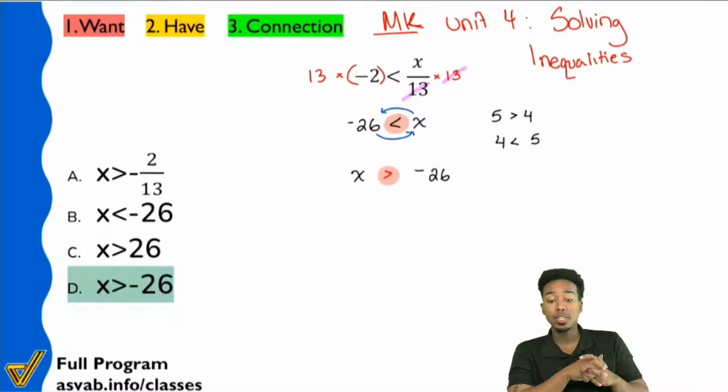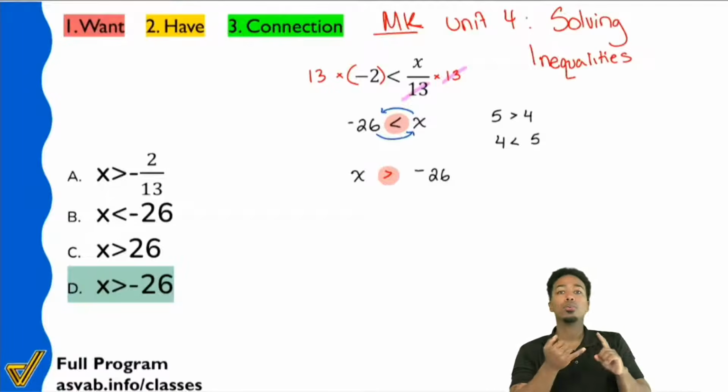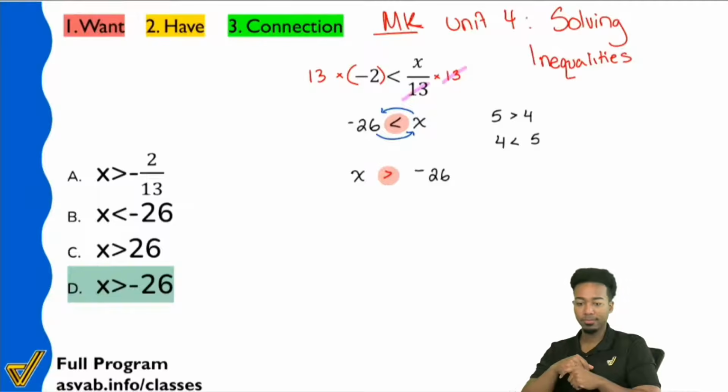So what I said was, hey, if we multiply or divide by a negative on both sides, we flip the symbol. When you multiply or divide by a negative on both sides, that's what we do.